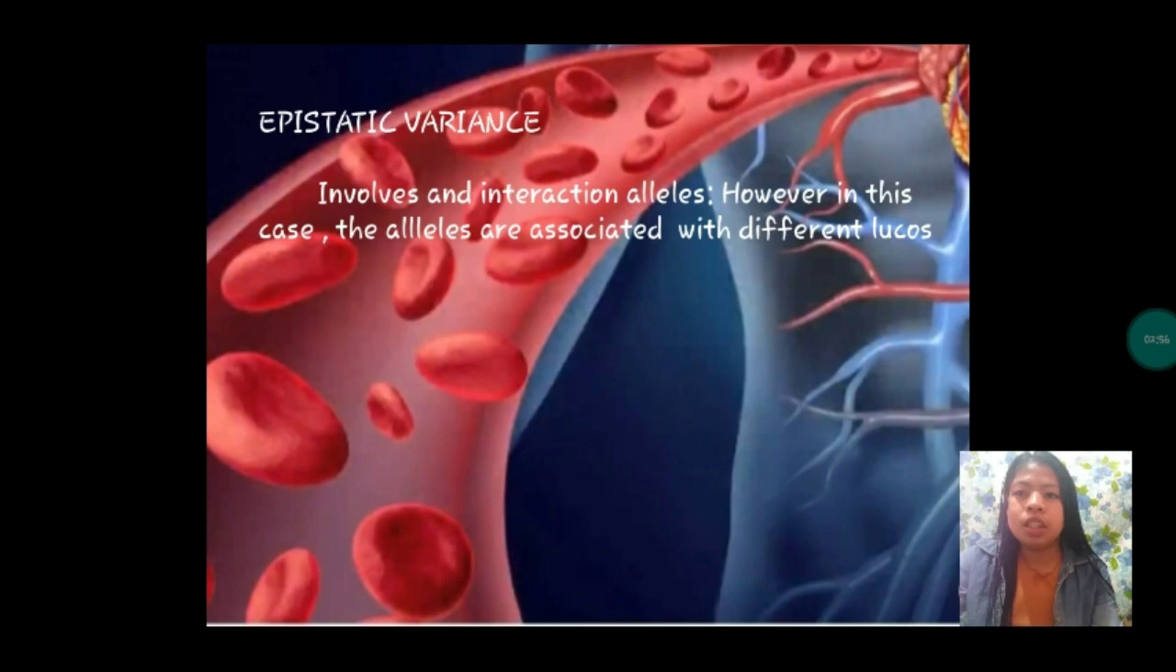Epistatic variance involves an interaction between alleles. However, in this case, the alleles are associated with different loci.